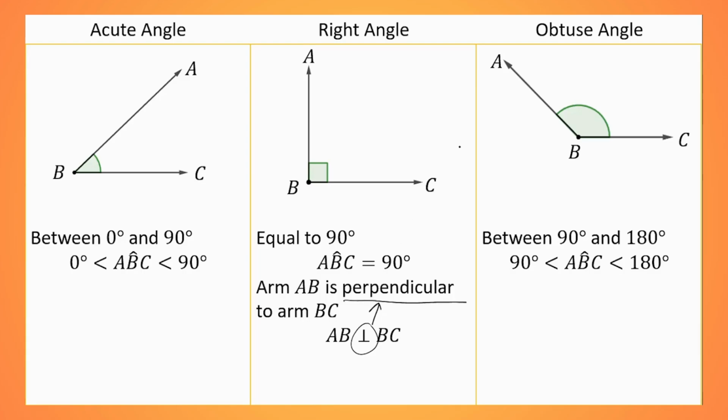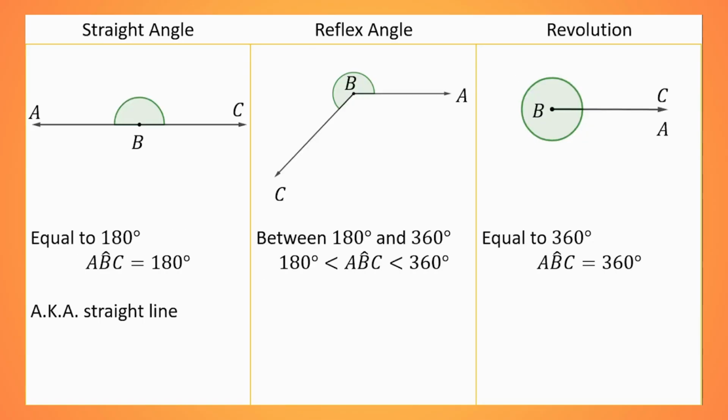Then we have an obtuse angle, which is going to be bigger than 90 degrees, but smaller than 180. So anything that is bigger than 90, but smaller than 180. So we've done exactly 90 degrees, but we also have exactly 180 degrees. If we're talking about an angle, it's a straight angle, but if we're talking about a line, it's a straight line. The straight angle forms a straight line, basically.